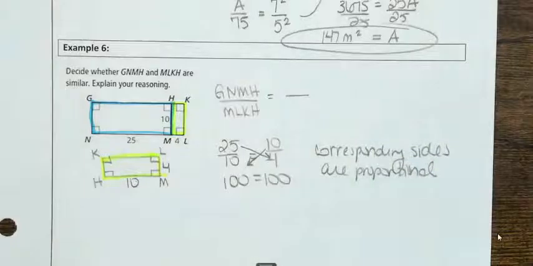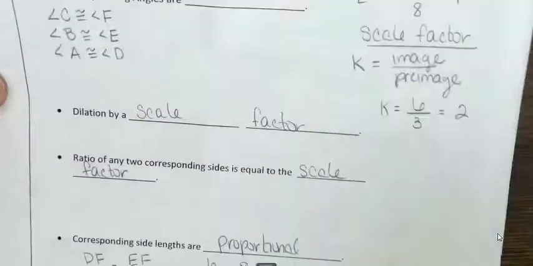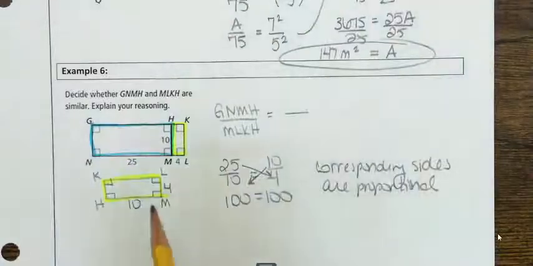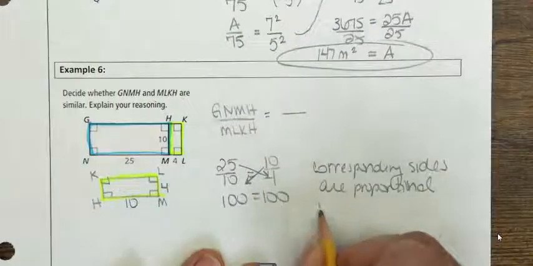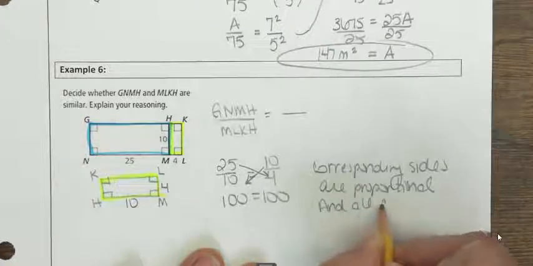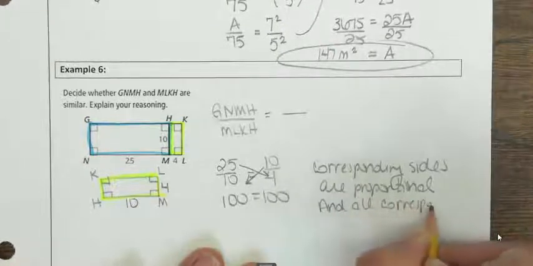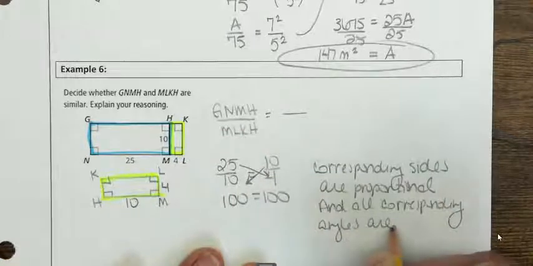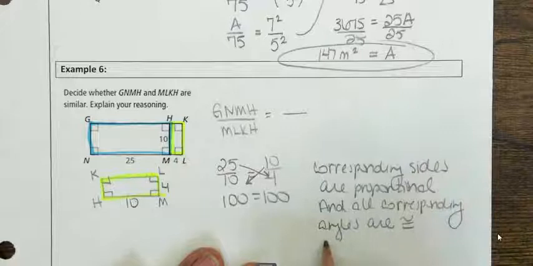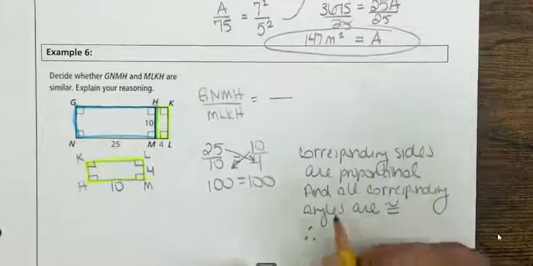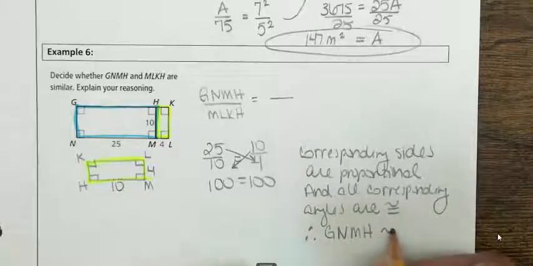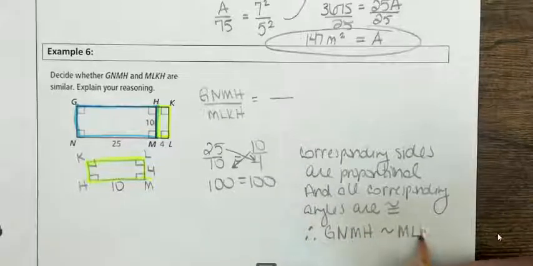And in addition to that, let's see my notes. Corresponding angles should be congruent. And they are, right? They are all 90 degrees. And all corresponding angles are congruent. Therefore, GNMH is similar to MLKH.